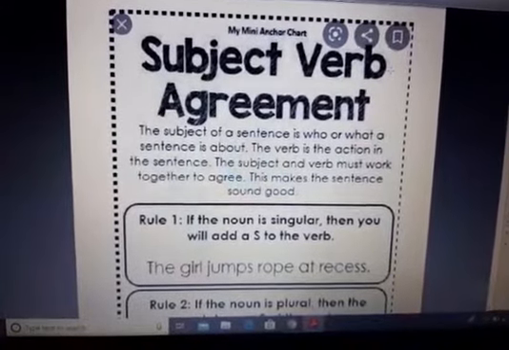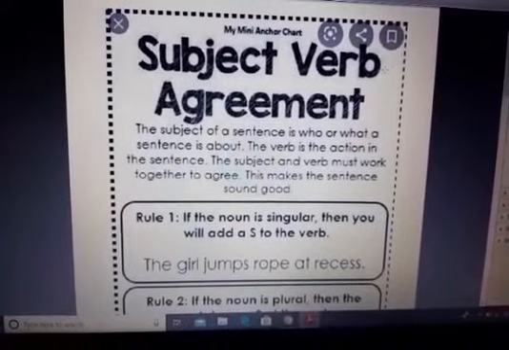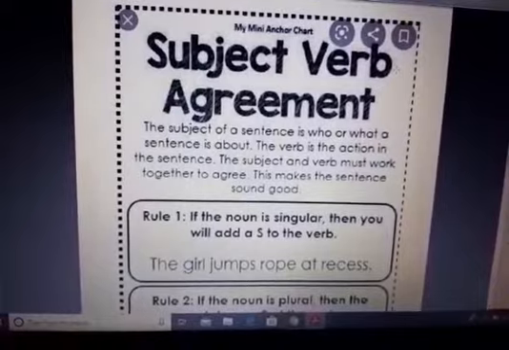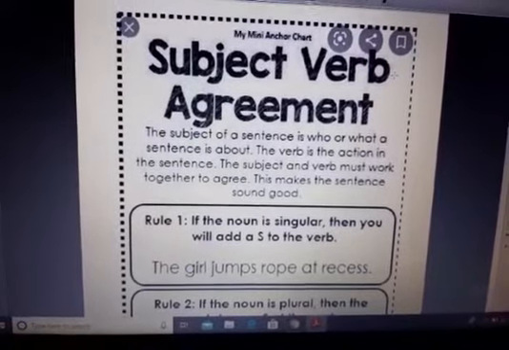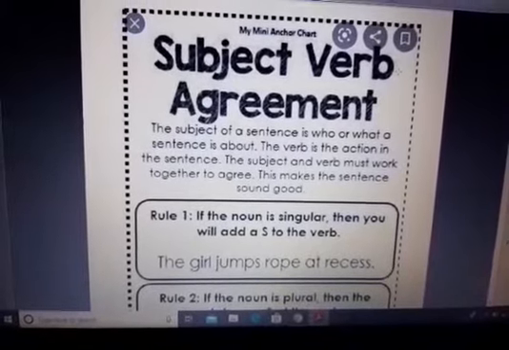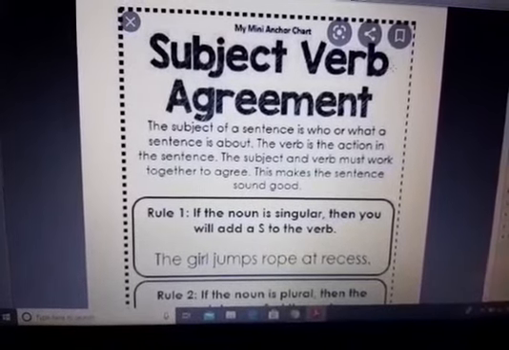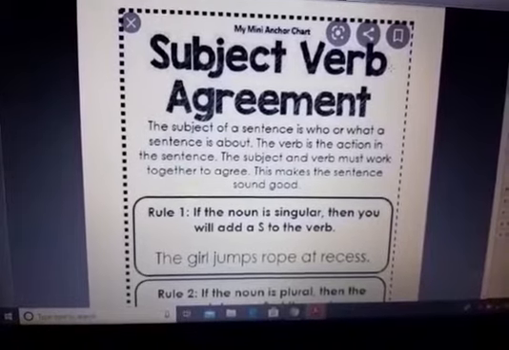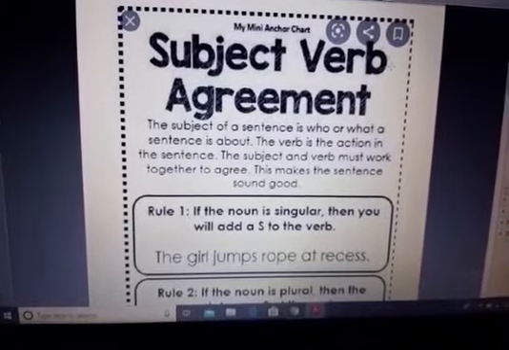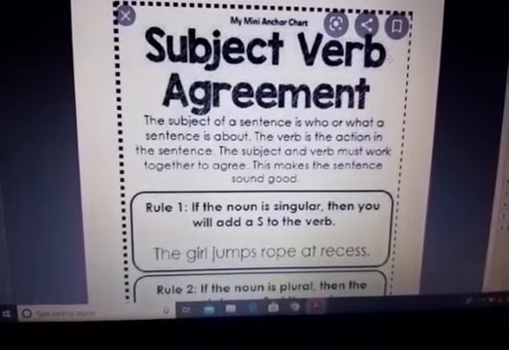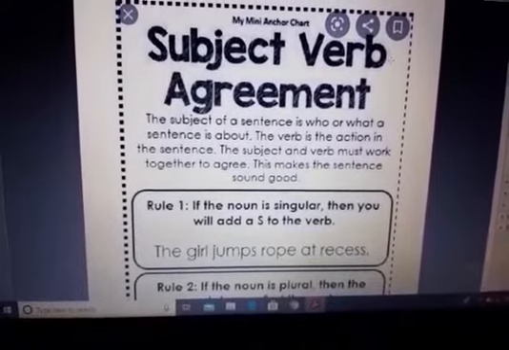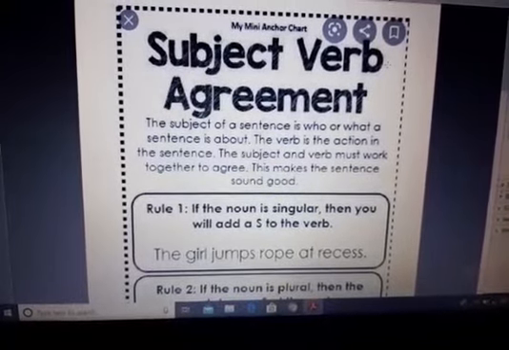Now let's see what is called a verb. The verb is the action in the sentence, or you can say the word which shows some action in the sentence is called a verb. Means what is happening in the sentence from the word which we know is called a verb. Now what happening is the subject and verb must work together to agree. This makes the sentence sound good.